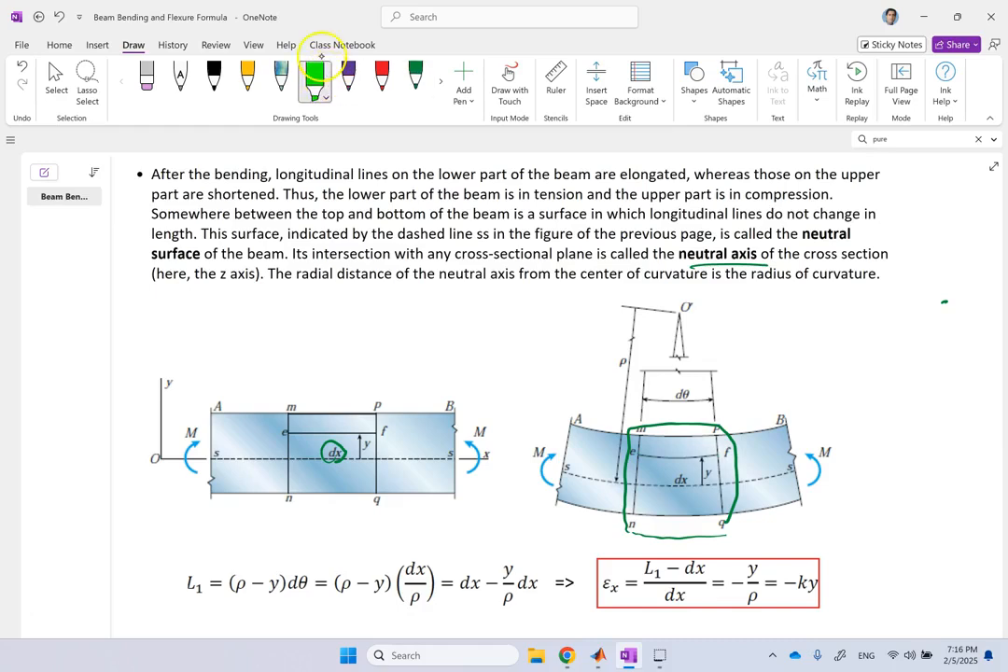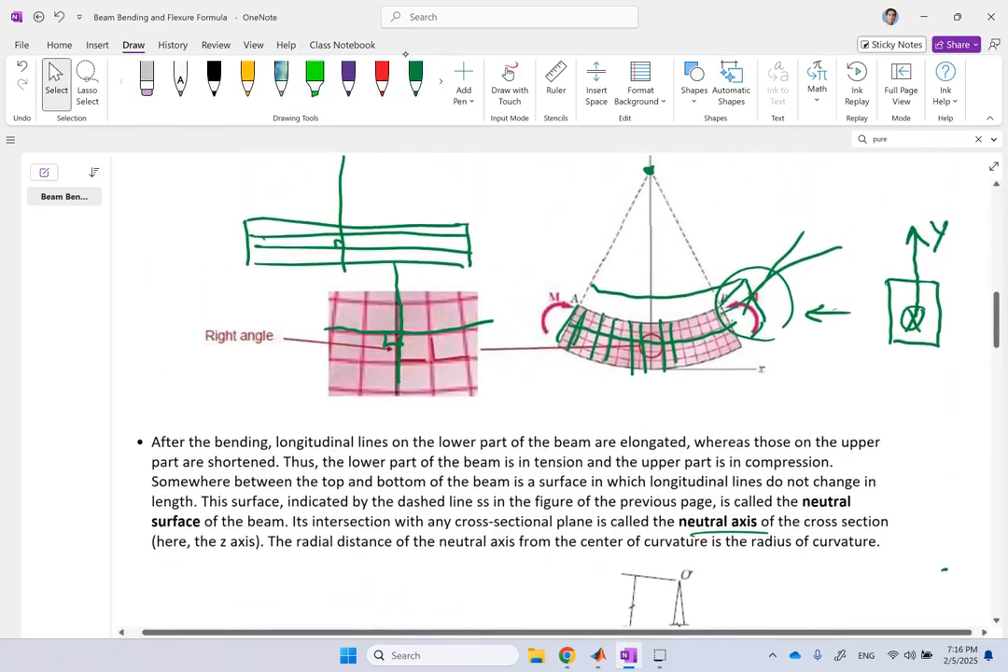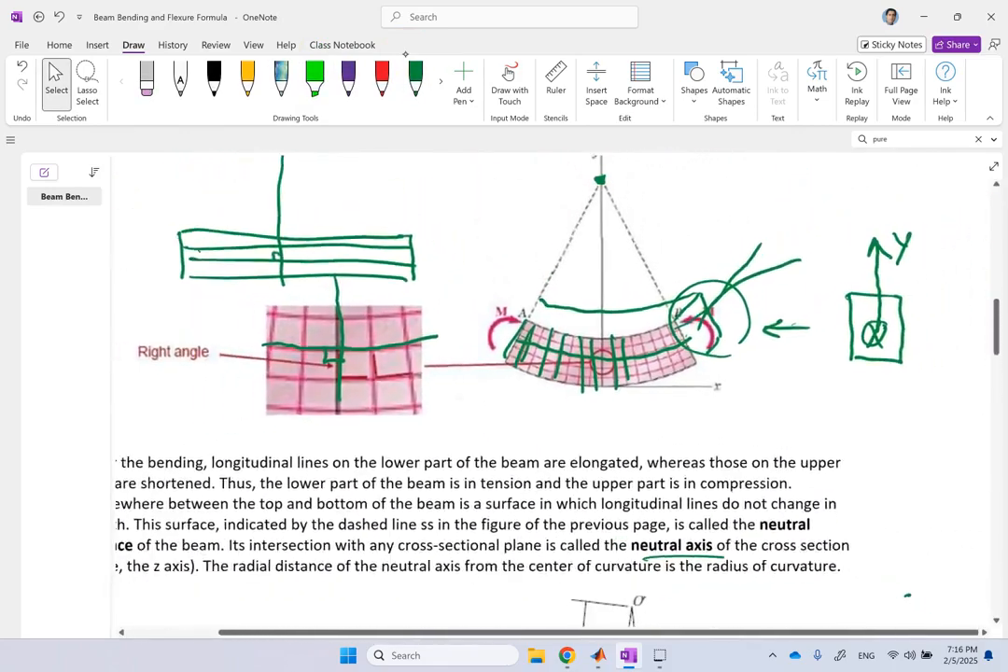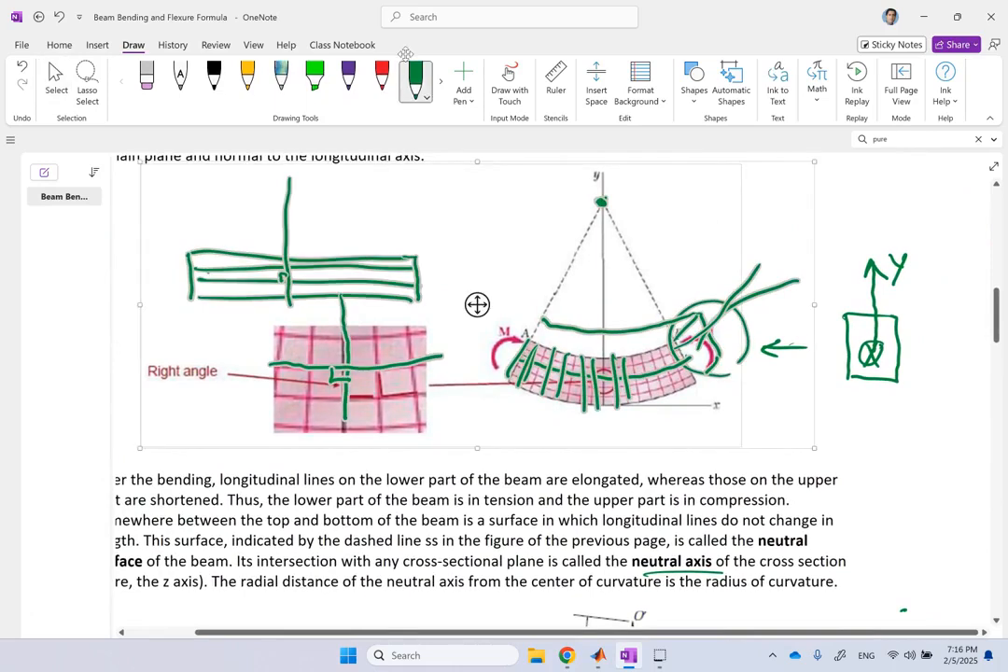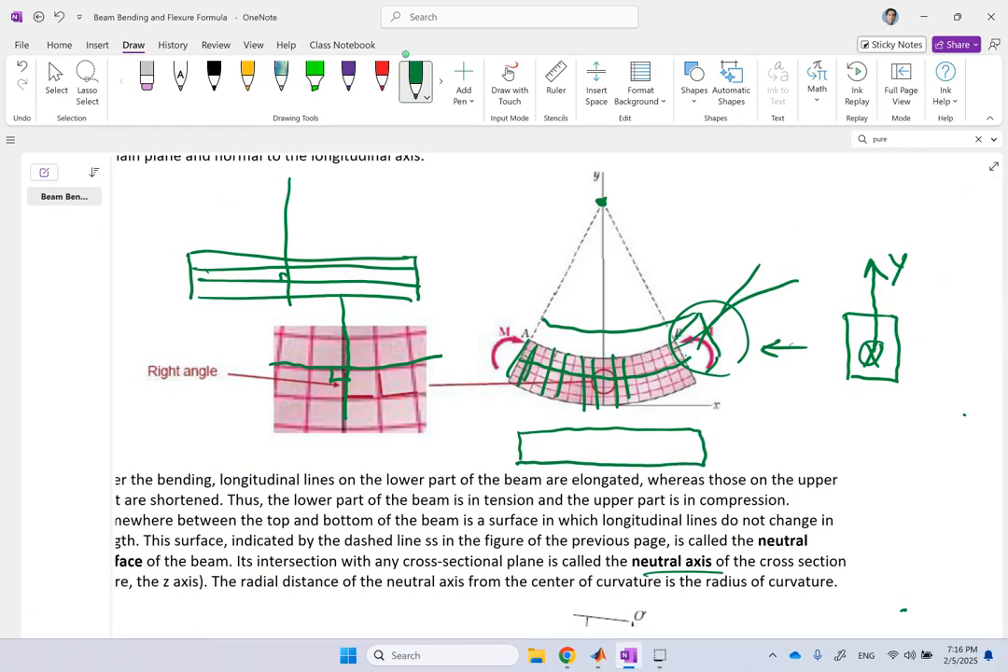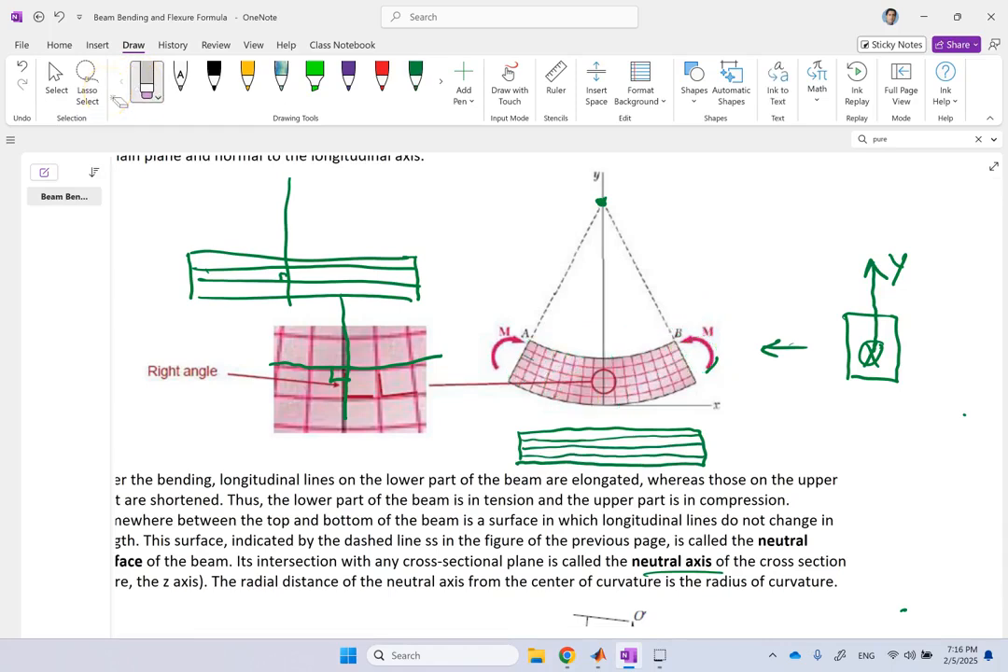So before I move on, I need to clarify the notion of neutral axis because I mentioned it several times. What is neutral axis? Well, let's go back and look at this picture again. Remember, initially, as I said, the beam was horizontal like this. And if I consider a bunch of longitudinal lines along the beam, look at them before and after the bending.